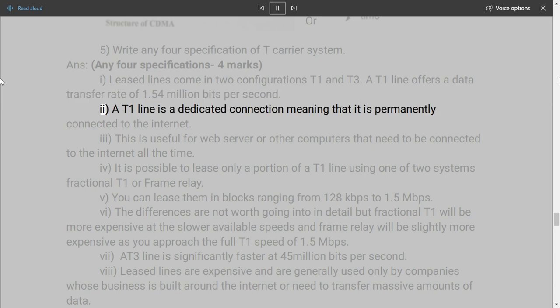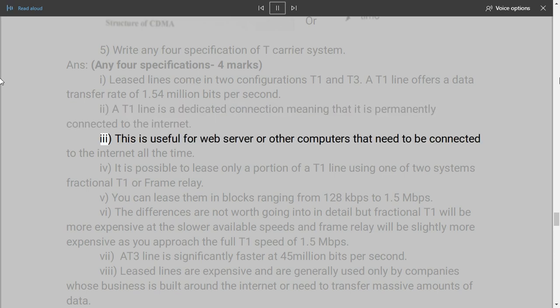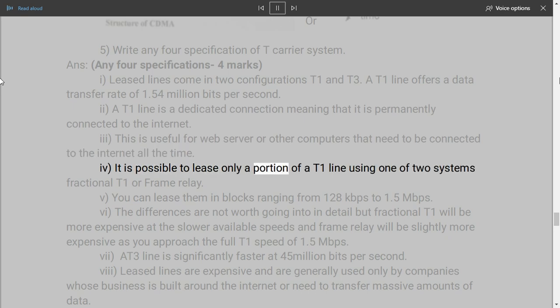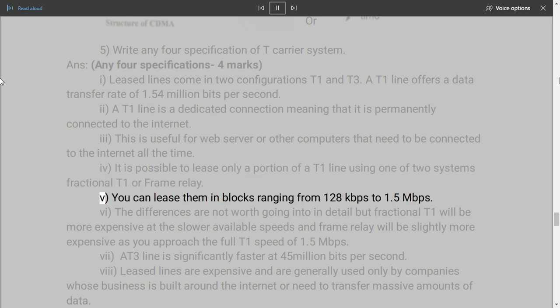2. A T1 line is a dedicated connection, meaning that it is permanently connected to the internet. 3. This is useful for web servers or other computers that need to be connected to the internet all the time. 4. It is possible to lease only a portion of a T1 line using one of 2 systems, fractional T1 or frame relay. 5. You can lease them in blocks ranging from 128 kbps to 1.5 megabytes per second.